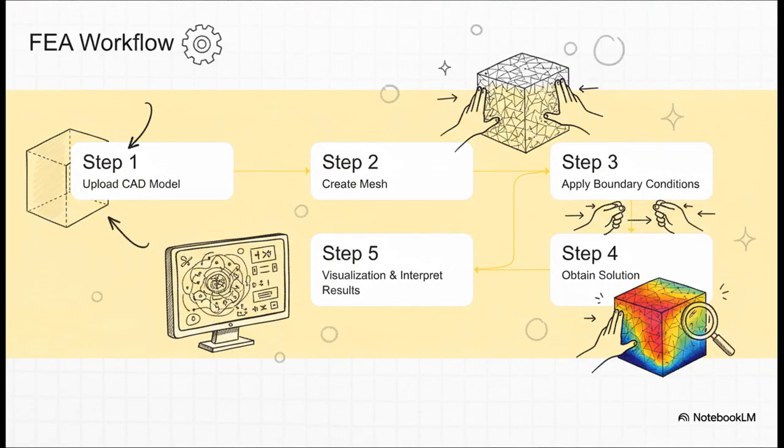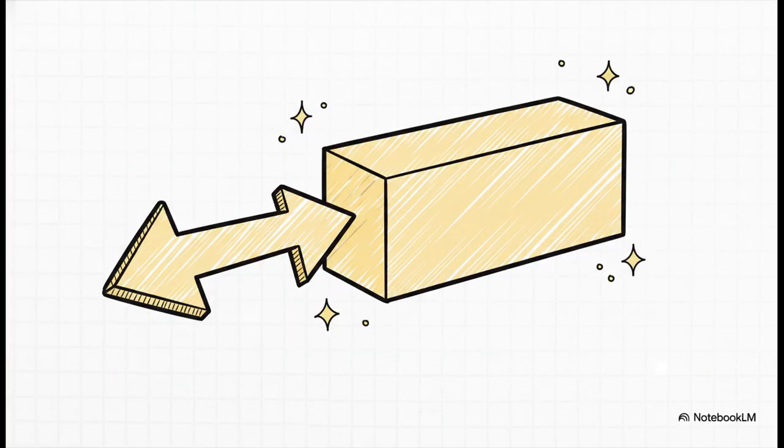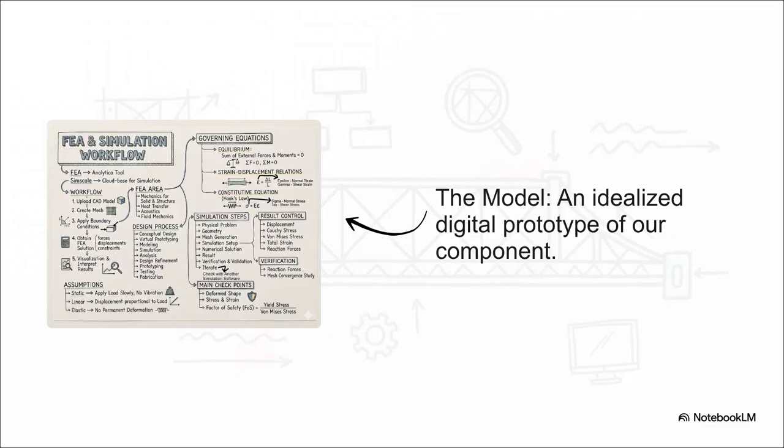You start with your 3D model. You chop it up into small pieces. You tell the software how it's being held and what forces are acting on it. You let the computer run the numbers, and then, the best part, you get to analyze the results. So, for our example, we're going to take this simple bar and run it through that 5-step process. Let's see what happens when we give it a good pull. Step 1 is the model itself. We always start with a nice, clean 3D CAD model of our part.